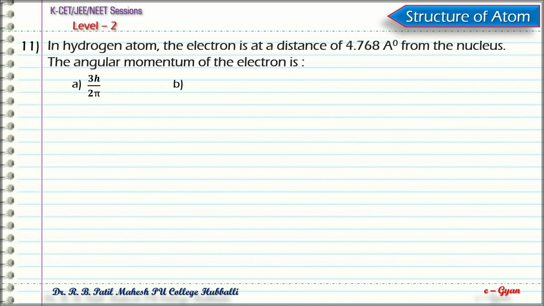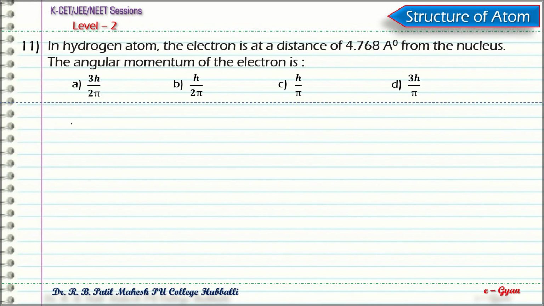In a hydrogen atom, the electron is at a distance of 4.768 angstrom units from the nucleus. The angular momentum of the electron, mvr, is equal to nh divided by 2 pi, so we need to calculate n. To get the n value, indirectly they have given the radius rn.